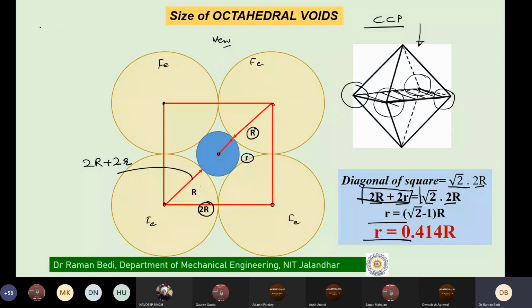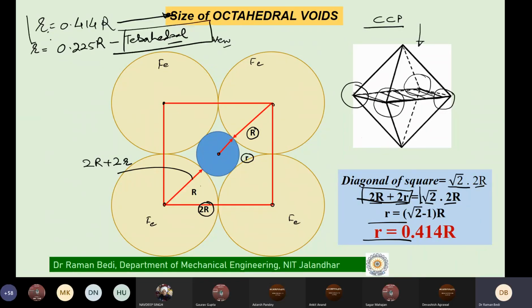If I compare this value of r equal to 0.414 times r, which we got for the octahedral voids, with what we got yesterday for the tetrahedral voids, can anyone tell me what the value was? 0.225. Yes, it was 0.225 times r. So in the case of a tetrahedral void, it was 0.225, whereas in the case of an octahedral one, it is 0.414 times r.